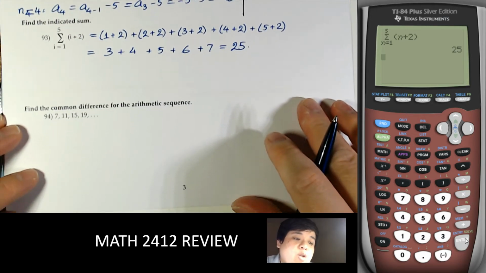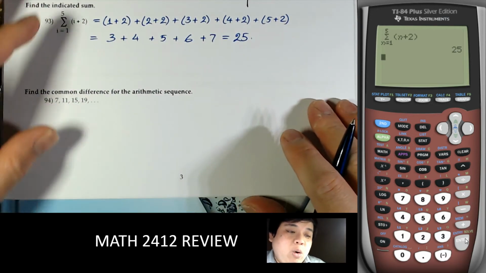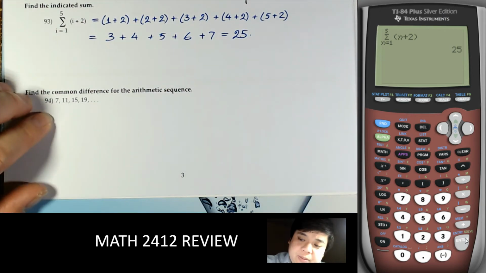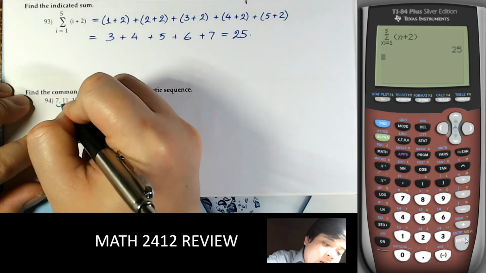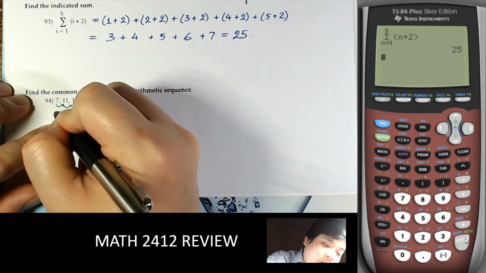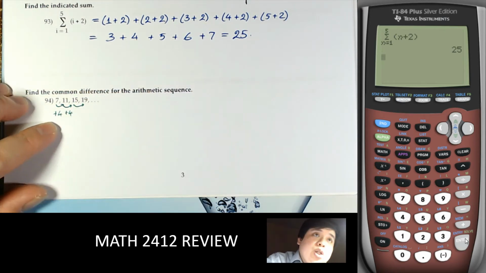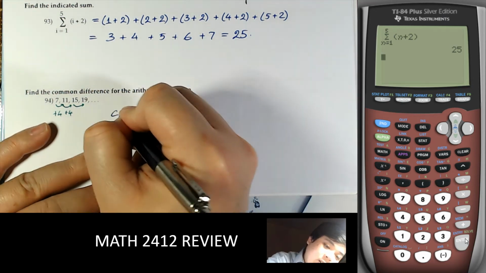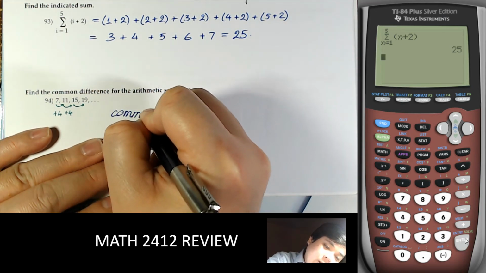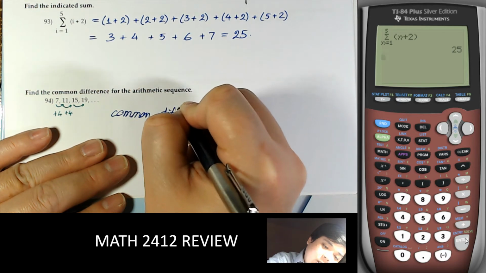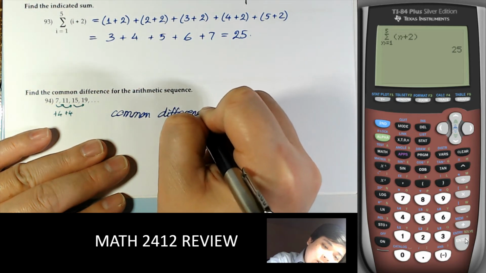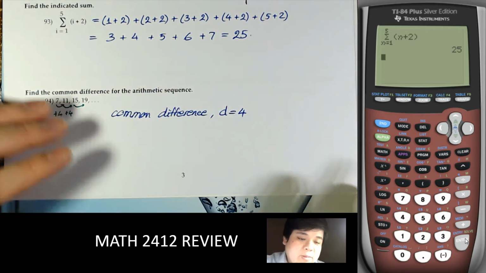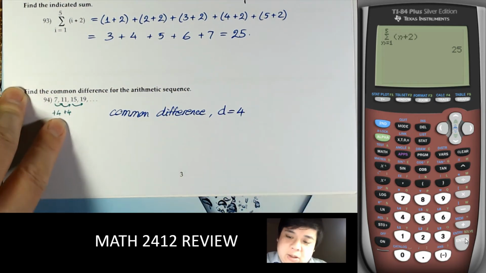Right. Next we have the common difference. Now we go to arithmetic and geometric sequence. Arithmetic sequence. Look at this sequence. It is increasing by 4 every time. So just adding 4 every time. So that is the common difference. It's going to be 4. So that's what we do on that problem.